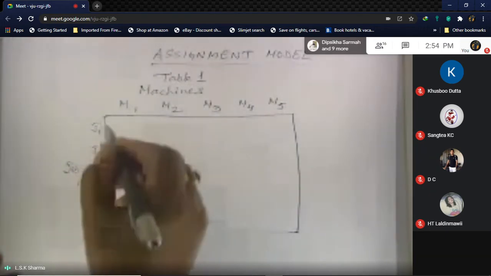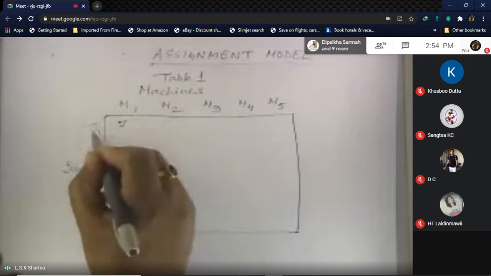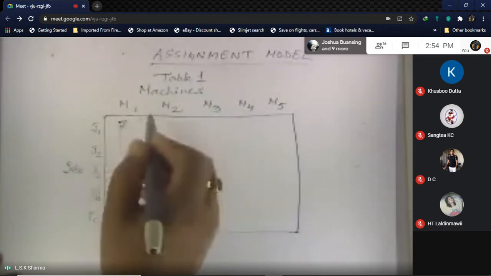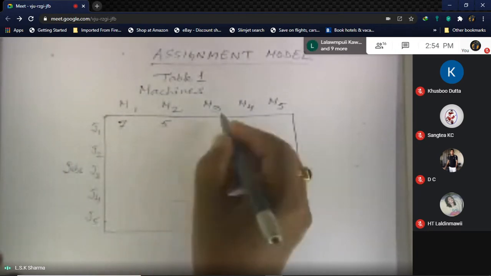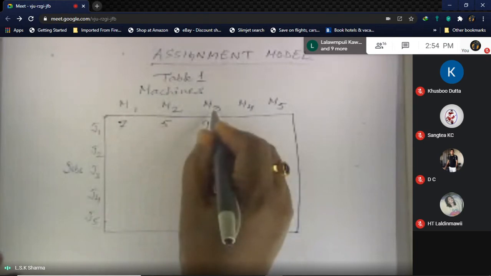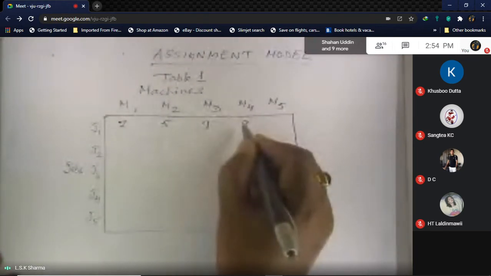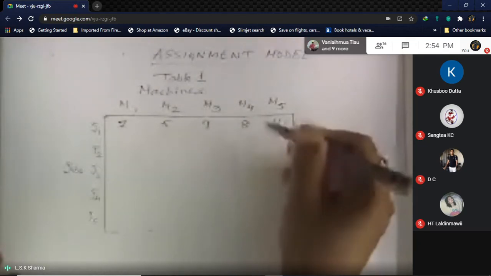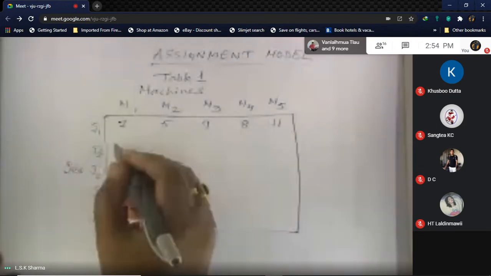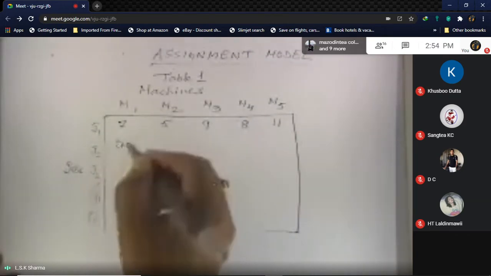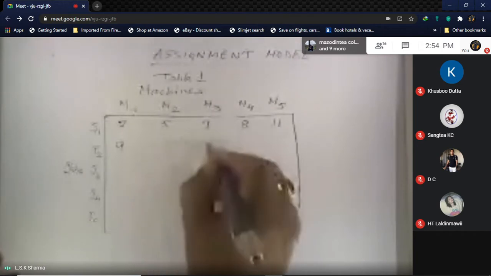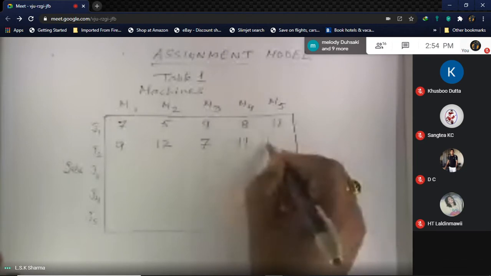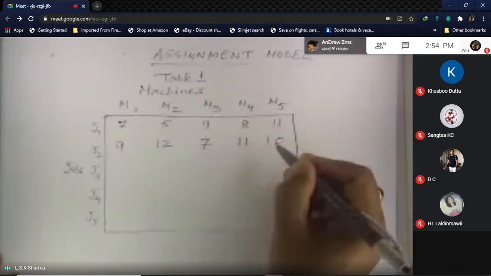Okay, so the numbers given here are the cost of doing job 1 in machine 1. The cost of doing job 1 in machine 2 is 5 rupees. Similarly, 9 rupees in machine 3, 8 rupees in machine 4, and 11 rupees in machine 5. Similarly, job 2 has 9 rupees in machine 1, 12 rupees in machine 2, 7 rupees in machine 3, 11 rupees in machine 4, and 10 rupees in machine 5.